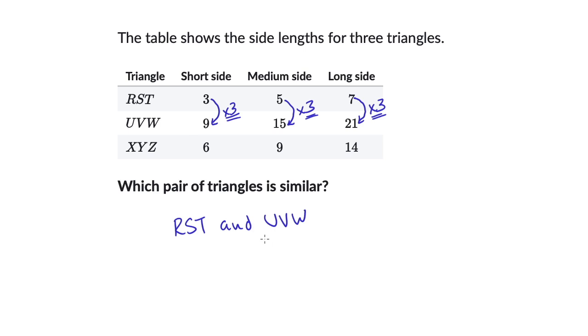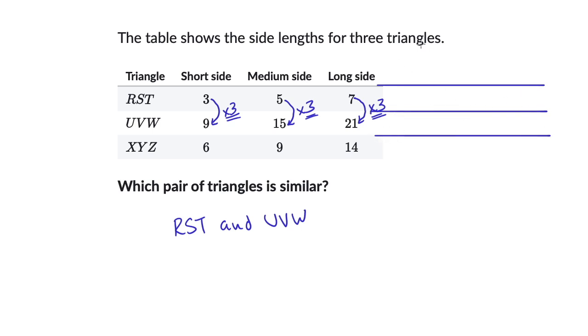Now another way that we could have tackled this is by looking at the ratios between the sides. So what do I mean by that? Let me write it here in a different color. I'm going to extend the table here, and I'm going to calculate 3 ratios. Maybe I'll use S, M, and L for the lengths of those sides.